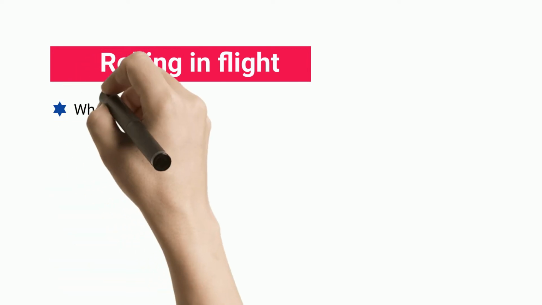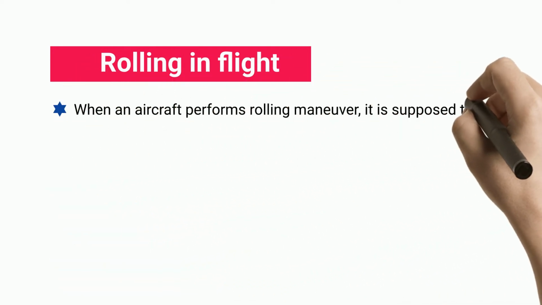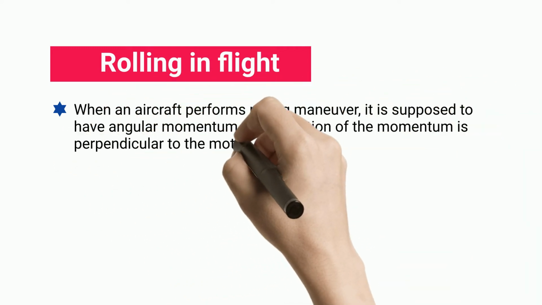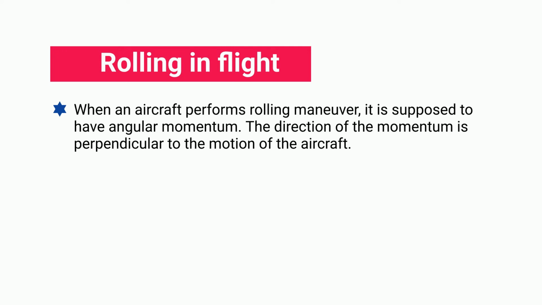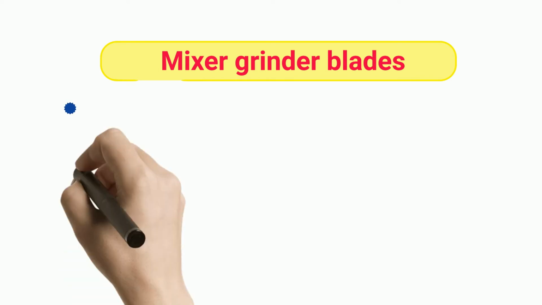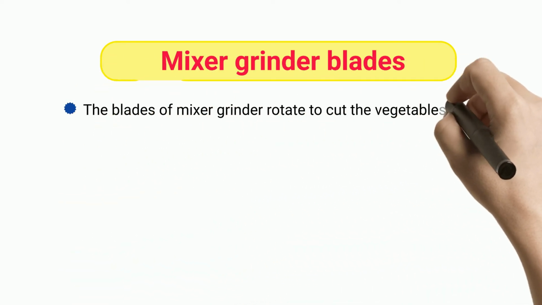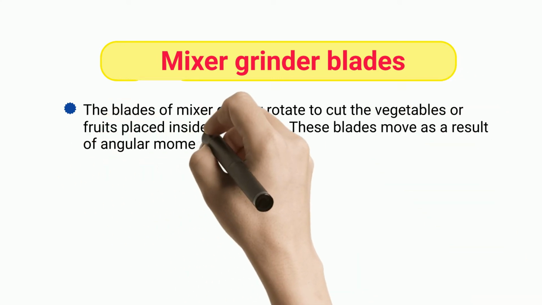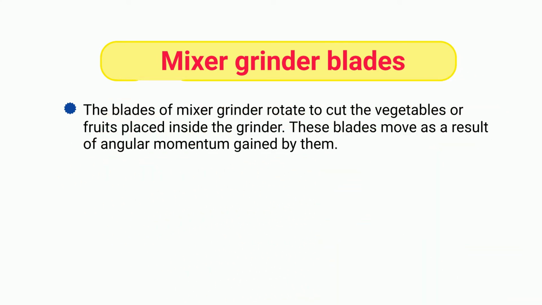Rolling in flight. When an aircraft performs a rolling maneuver, it is supposed to have angular momentum. The direction of the momentum is perpendicular to the motion of the aircraft. Mixer grinder blades. The blades of a mixer grinder rotate to cut the vegetables or fruits placed inside the grinder. These blades move as a result of angular momentum gained by them.